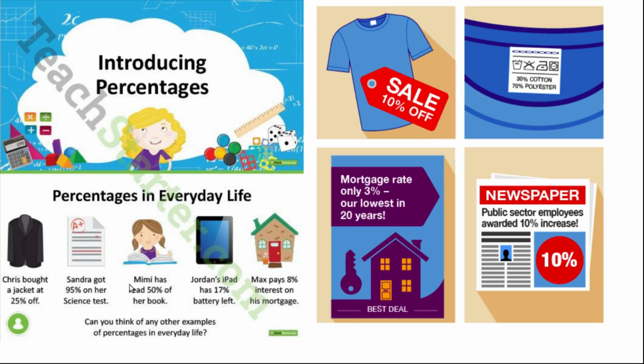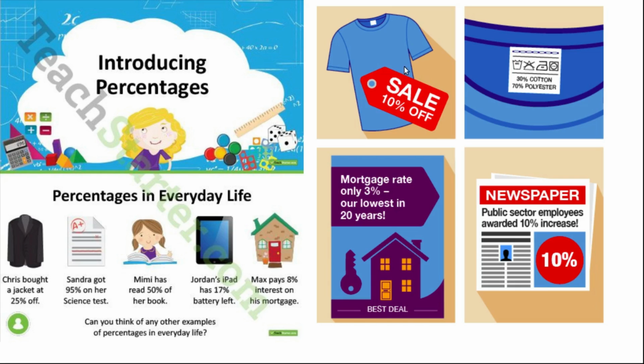Similarly, Mimi has read 50% of her book. What is 50% of her book? That is half. We can say Mimi has read half of her book, or we can call it 50% of her book. Next, Jordan's iPad has 70% battery left. Next, Max pays 8% interest on his mortgage. Whatever the total mortgage is, of that total mortgage he pays 8% interest.